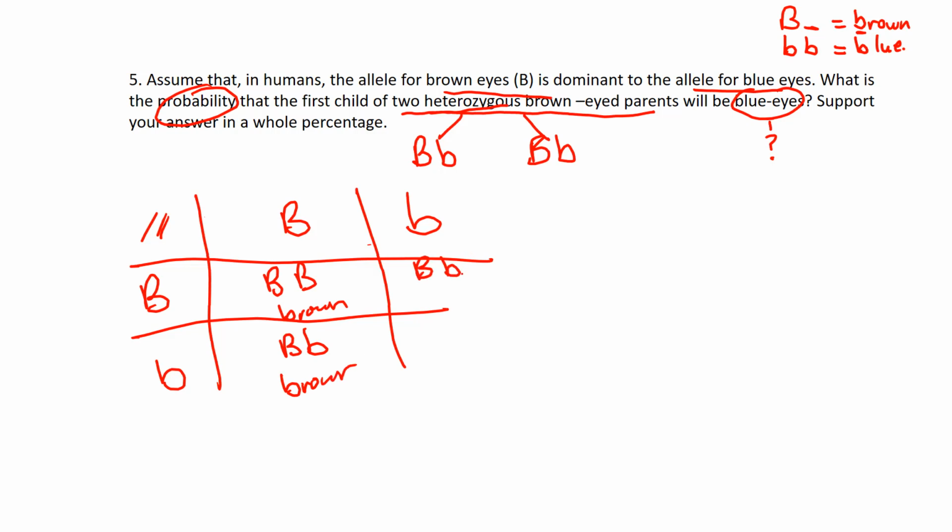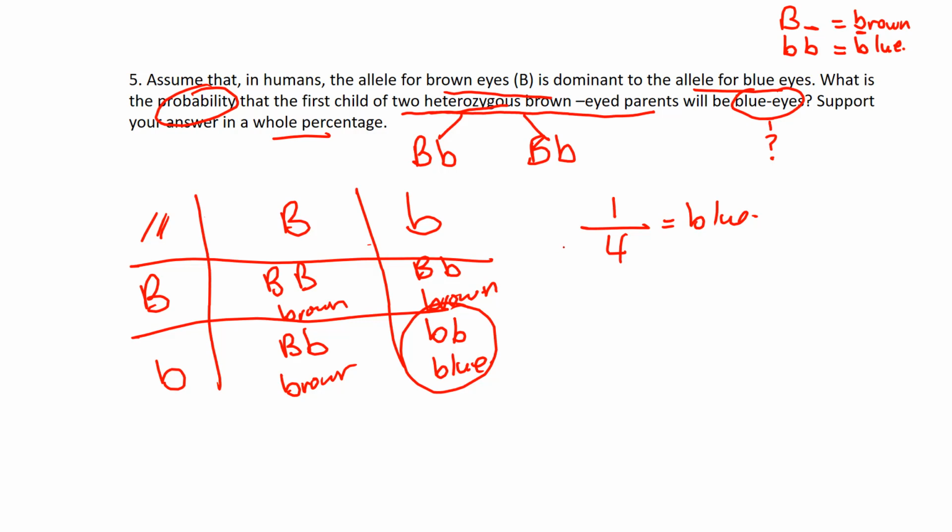Again, we're simulating fertilization. Brown, and again, as we expected, because both parents are heterozygous, here is our lonely one blue-eyed child. That's the only one that's different. So out of the boxes, 4 boxes, 1 out of 4 is going to be blue. They want us to put it into a whole percentage.